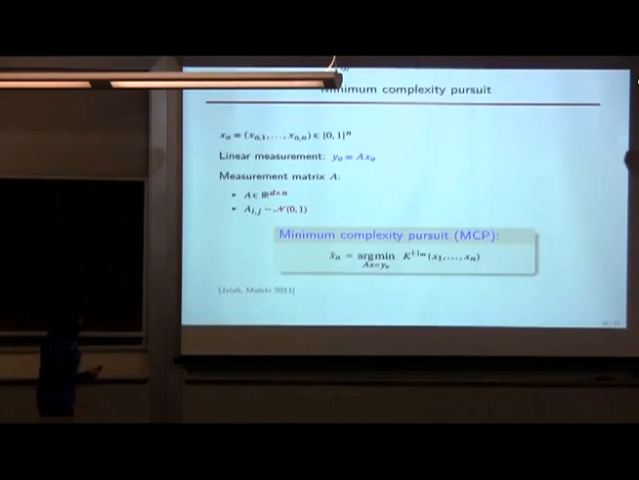Now, to recover my signal x, I look at the Kolmogorov complexity at resolution m of x, and try to find, among all the infinitely many solutions of Ax equal y, the one that has lowest complexity.